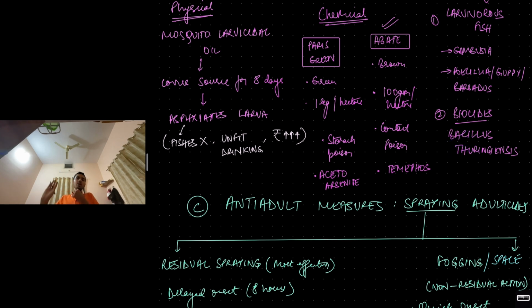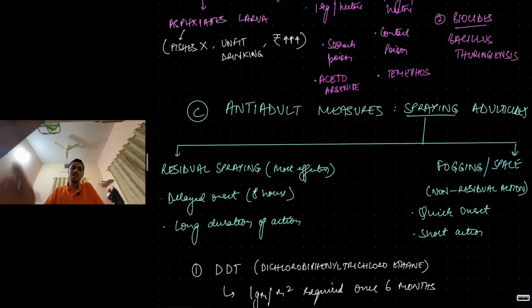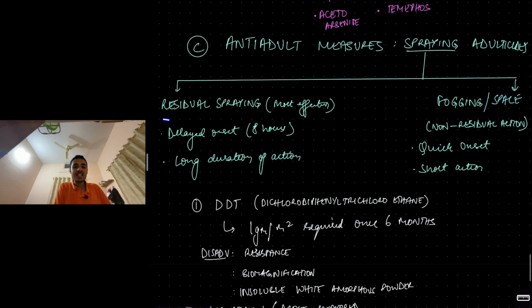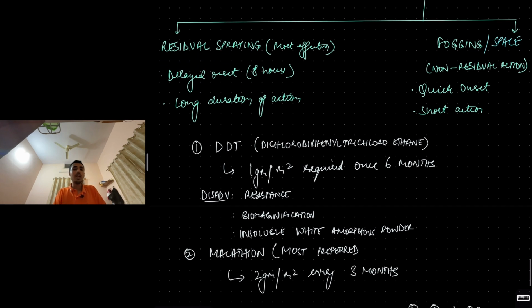So larva you're killing, that is one level. Next, you are also trying to kill the adults, anti-adult measures. Adults will be flying around. You can't put any powder or oil or anything. All you can do is spraying. Spraying can be of two types, residual spraying and space spraying or fogging. Residual spraying is the most effective, even though it has a delayed onset after 6 to 8 hours, because wherever you spray, there will be a lot of residue covering everywhere. It will have a long duration of action.